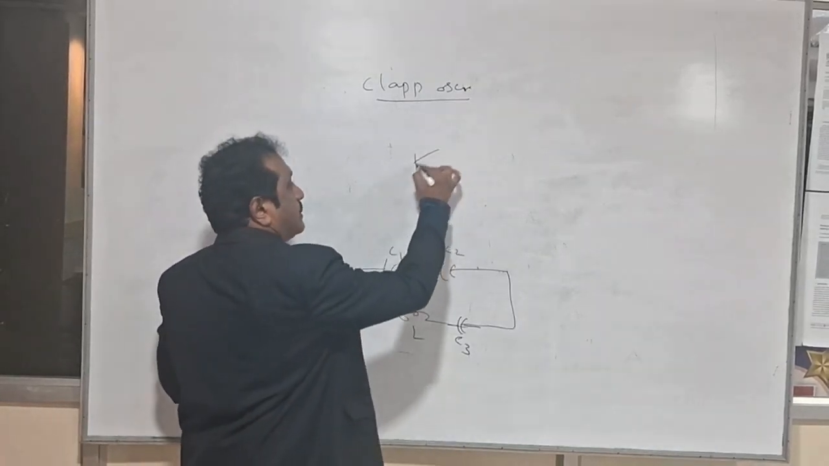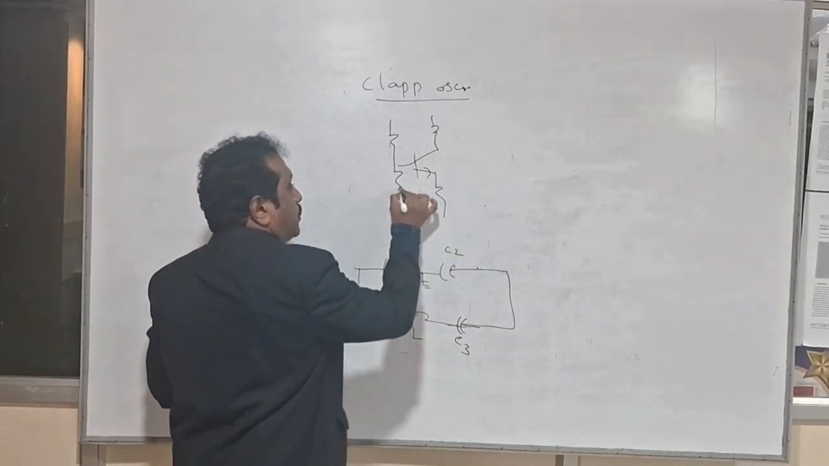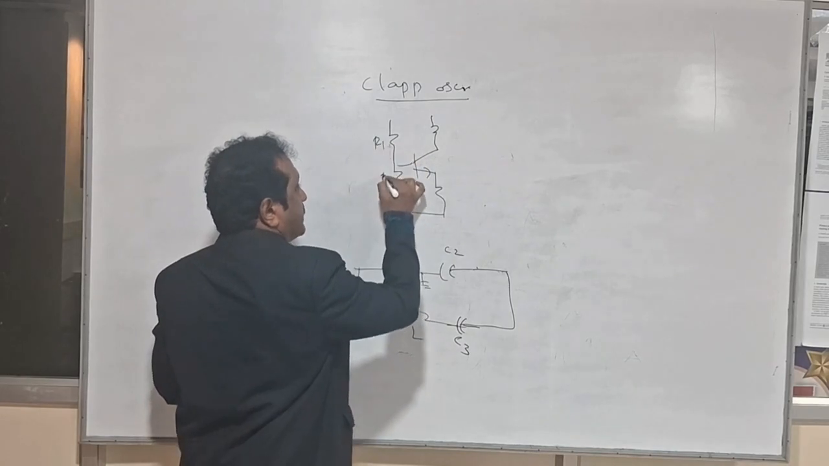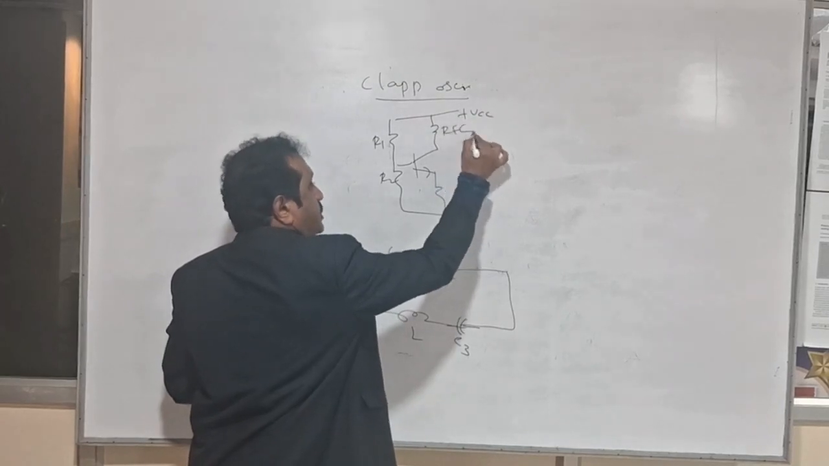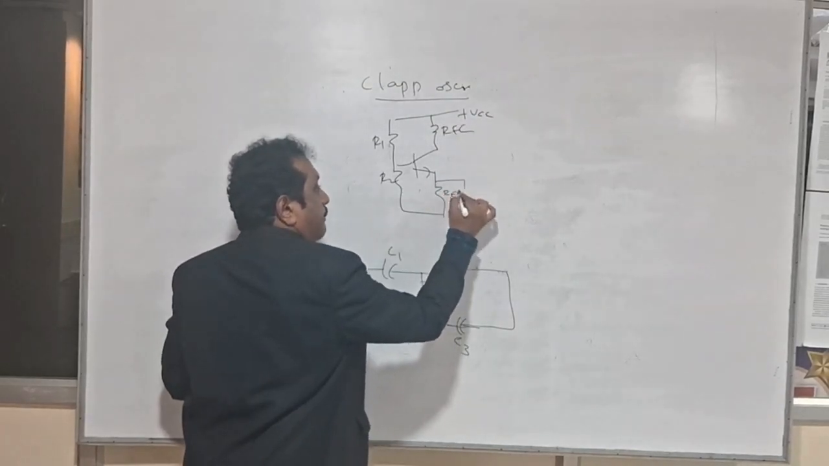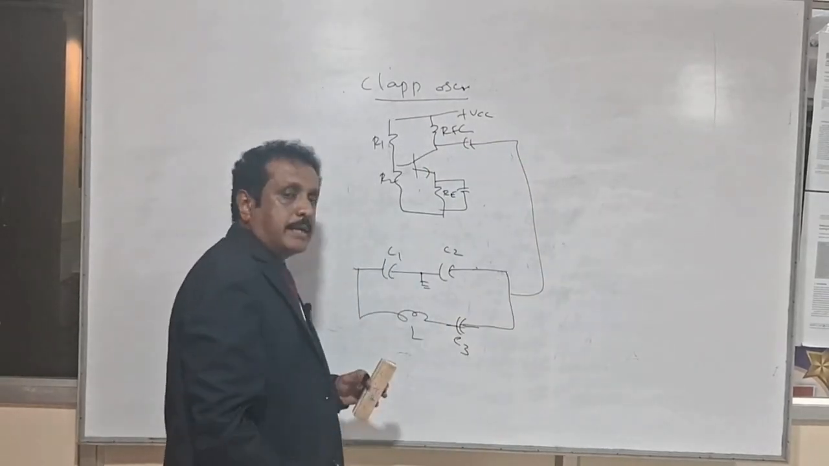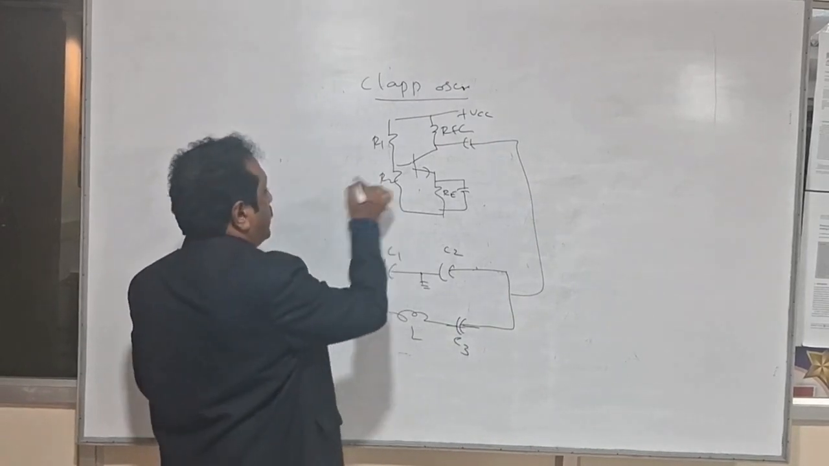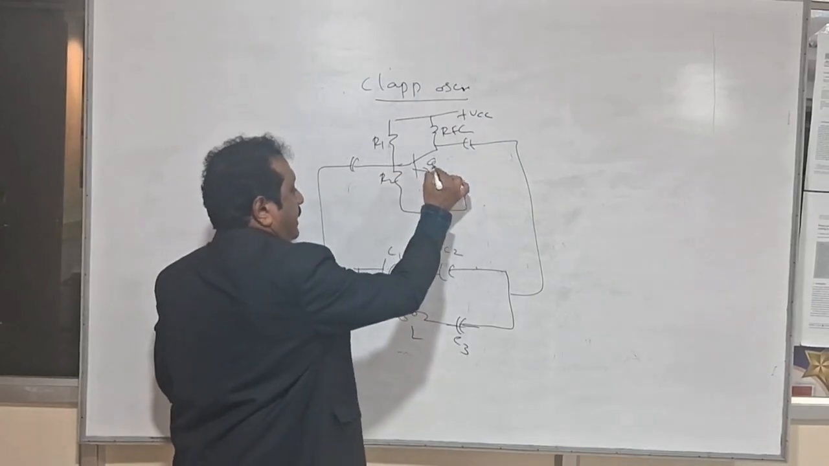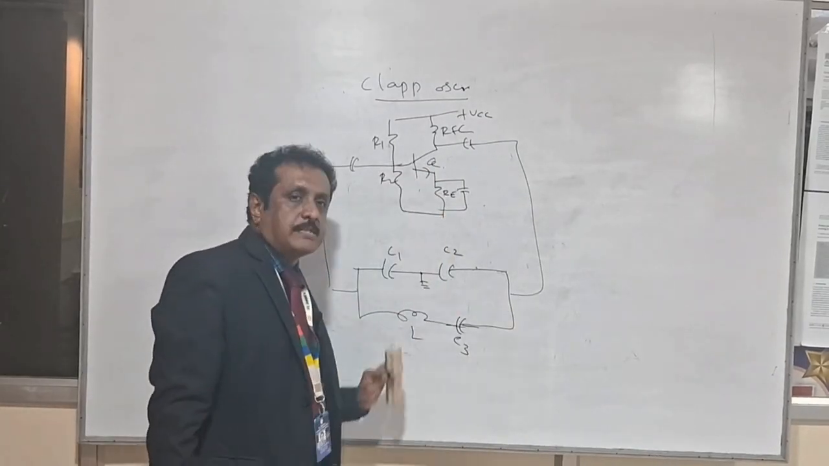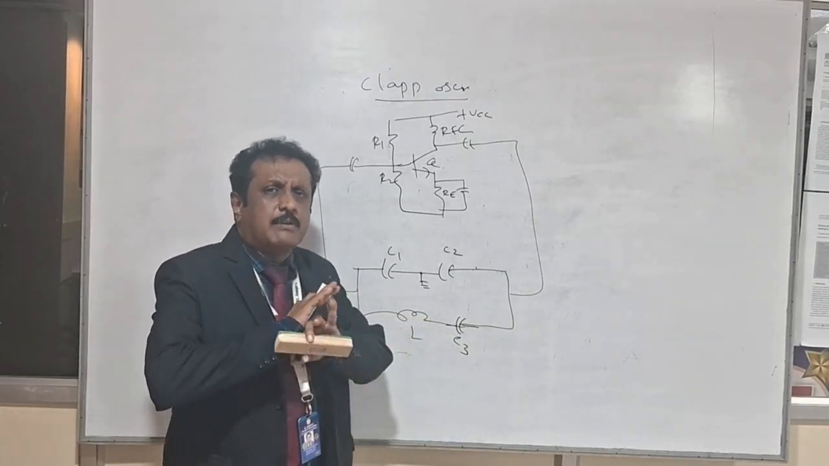Here you have the common emitter amplifier, R1 and R2 are the biasing resistors, and here is the RFC, radio frequency choke, and RE the emitter resistor with bypass capacitor, and the output will be given to the feedback network, and from the feedback network, the feedback signal will be given back to the common emitter amplifier. That is the entire circuit diagram for the Clapp oscillator. Remaining working, everything will be similar.